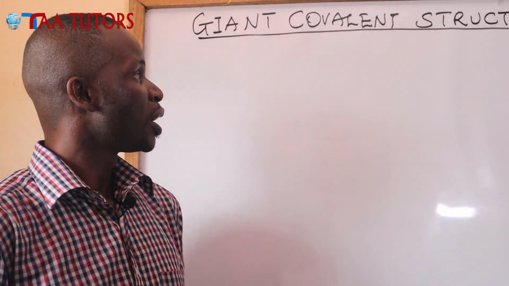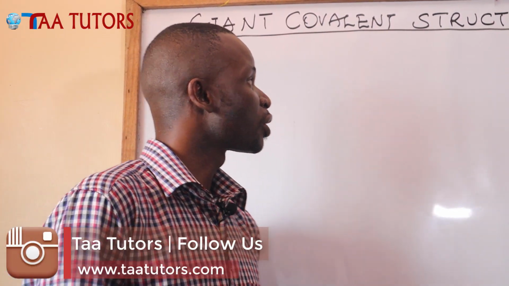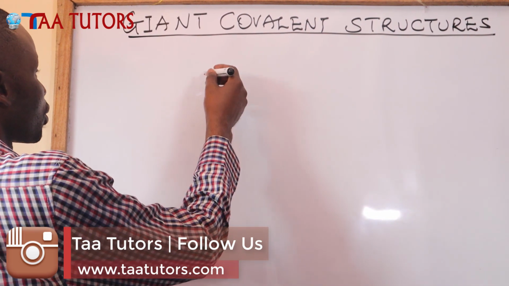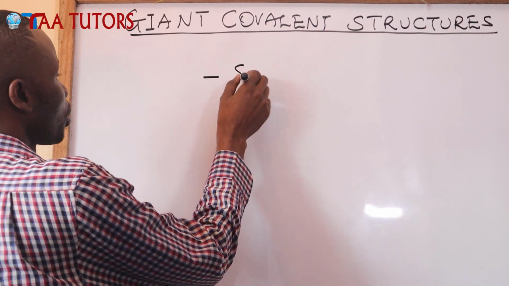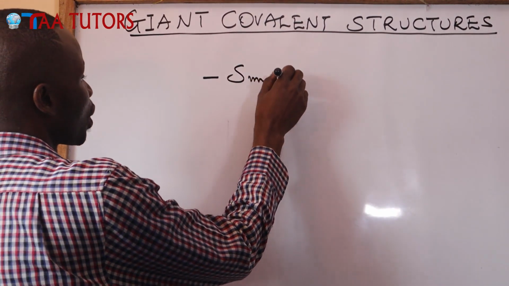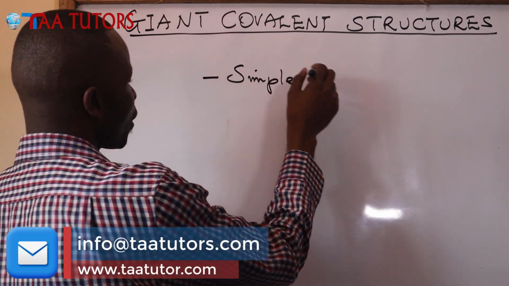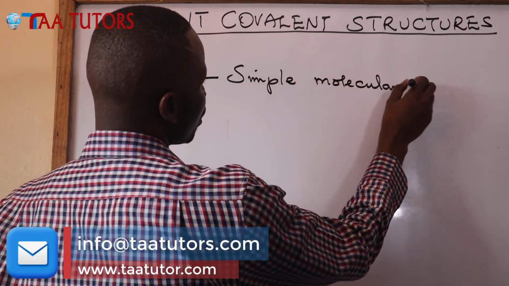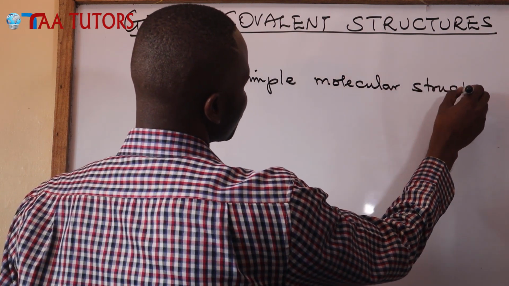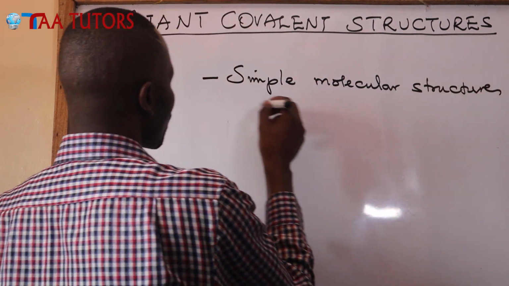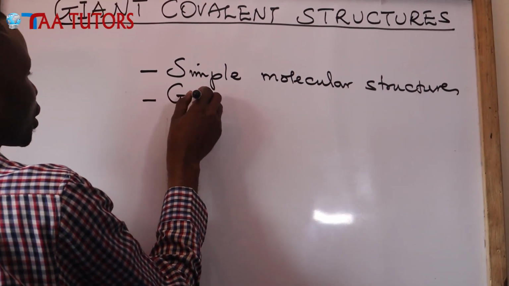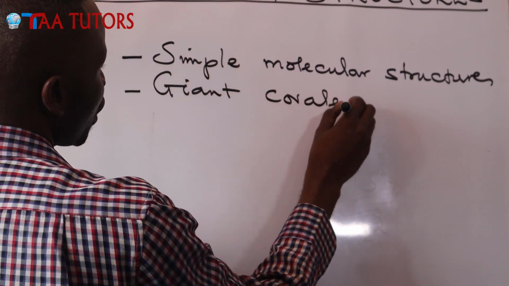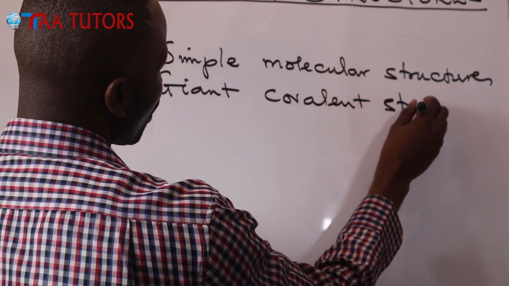Now, when I come to giant covalent structures, I said in covalent bonding, we have two types of structures. The first one was simple molecular structures, which we learned last time. Then we have today giant covalent structures.